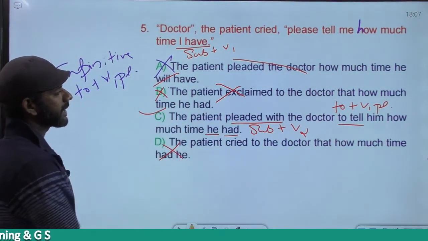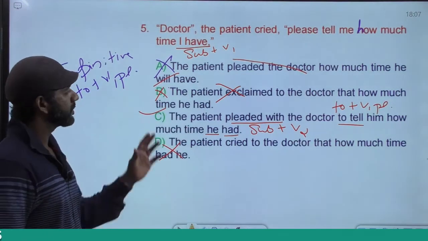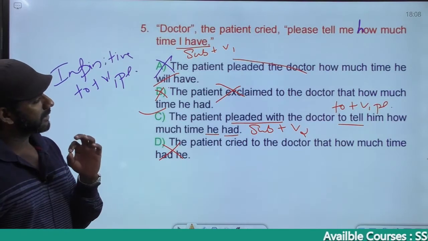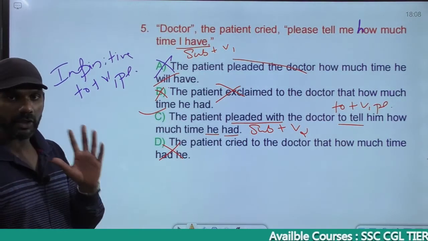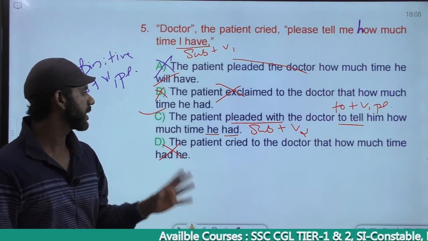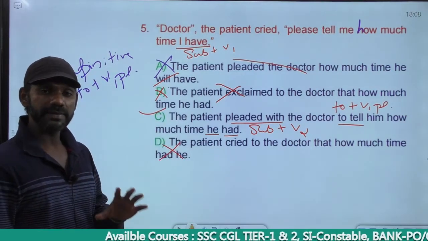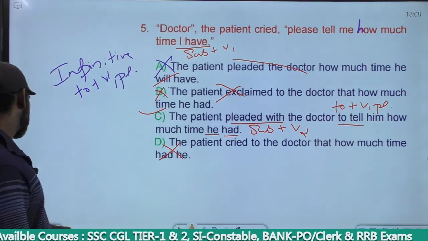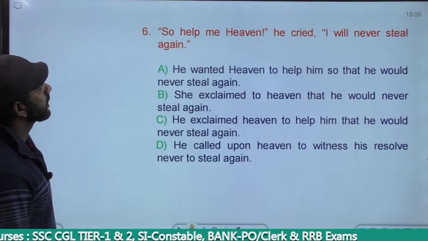Option D is eliminated. It is not in the infinitive form. The answer must be C. Clear? Thinking only about the infinitive form, three options are gone. A, B and D are not in the infinitive form. Eliminated, the answer must be C. Every imperative sentence in the indirect speech must be in the infinitive form. Come to the next one.